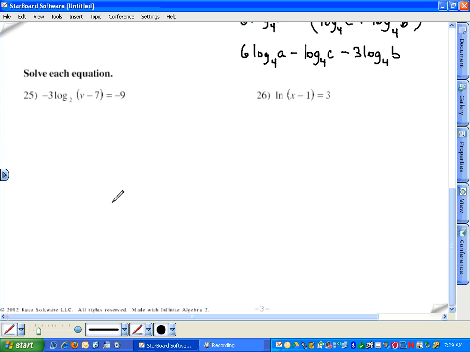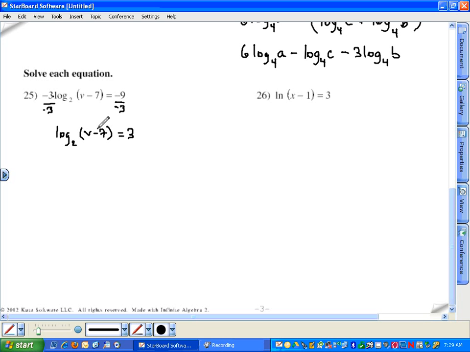Now we're to the section on solving equations, both logarithmic and exponential. It's pretty much the same 3 steps for either type of equation. We're starting with logarithmic. First step is to isolate the logarithmic term, which is this term right here, log base 2 of v minus 7. So the negative 3 in front is multiplying the logarithm. So the inverse of multiplying is dividing. So we divide by negative 3. We have the log base 2 of v minus 7 equals 3.